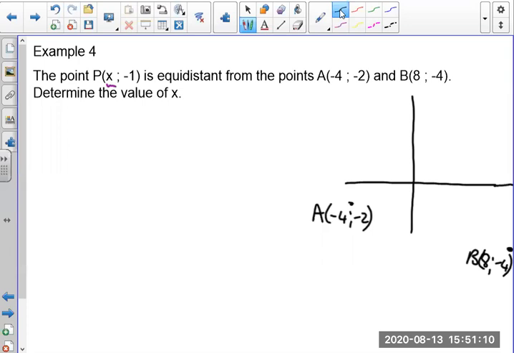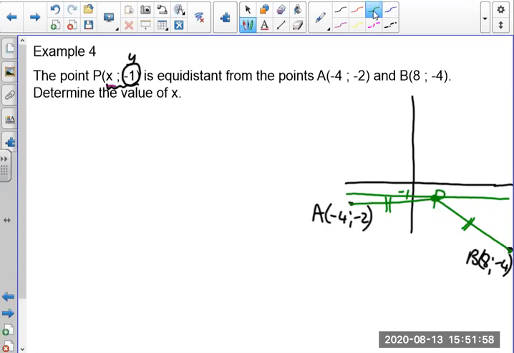Now they say there's a point P, which is x and minus 1. What does that mean? I don't know where that point is, but I know it's on the line where y is equal to minus 1. What does y equals minus 1 look like? It's a horizontal line through y equals minus 1. So that point P is somewhere on this line, and it is the same distance from A and from B. So it will be something like that. Can you see? That's what it actually means.